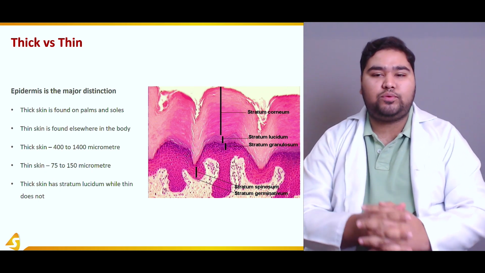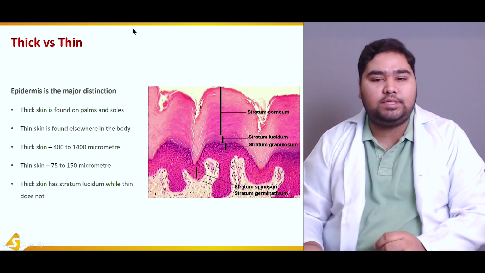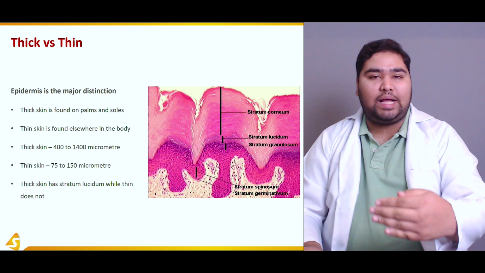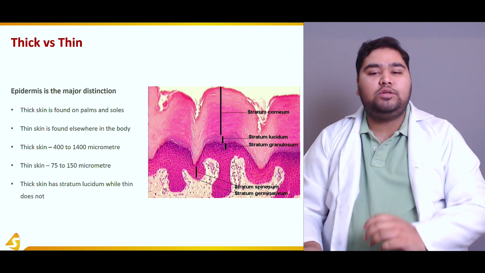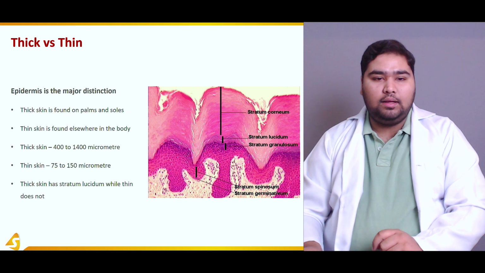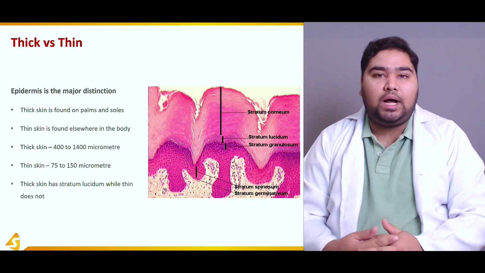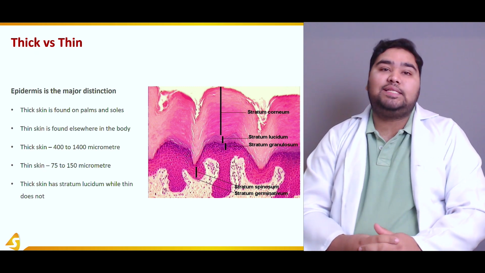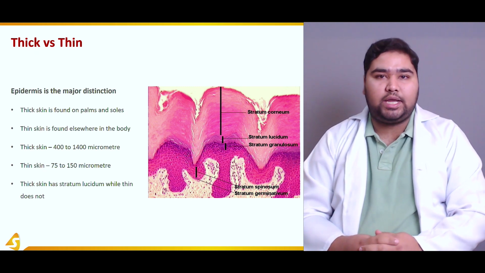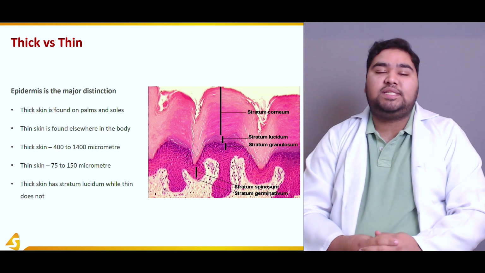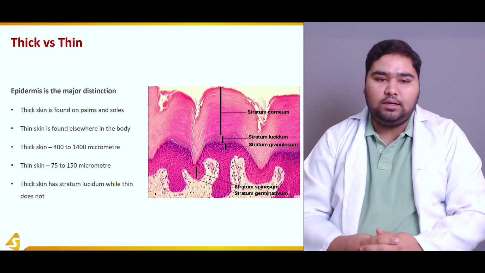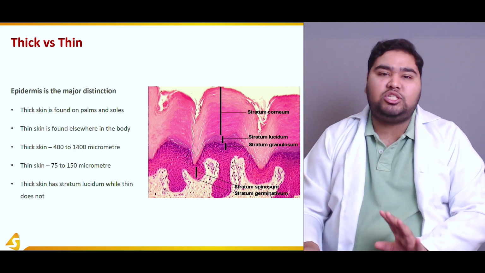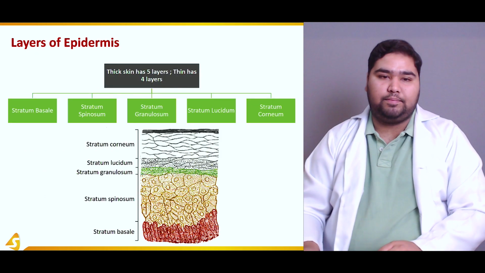The only difference between these two is stratum lucidum, which happens to be the second layer when we count it from outside to inside. Stratum lucidum is found only in thick skin. Thick skin is usually found on palms and soles. Thin skin is found elsewhere in the body. Thick skin is about 400 to 1400 micrometer. Thin skin is about 75 to 150 micrometer. As I already told you, stratum lucidum is the major difference between thick and thin skin.